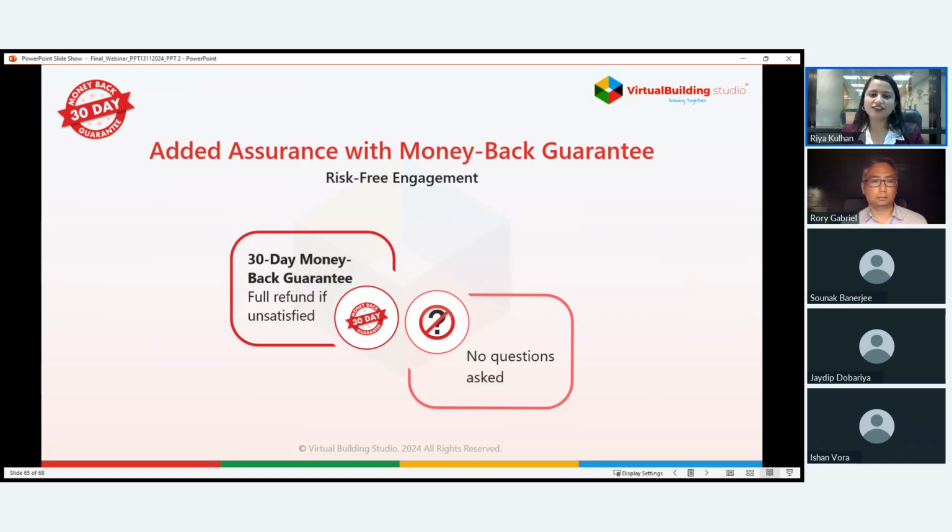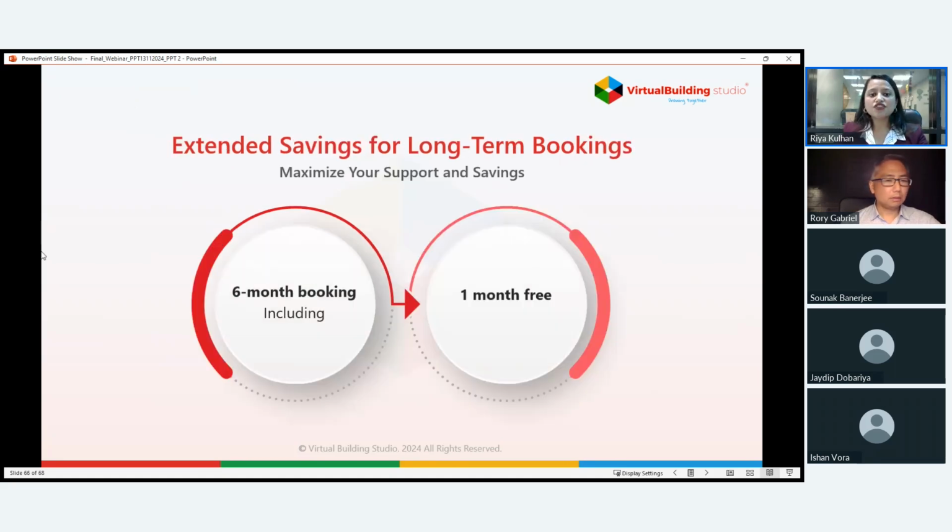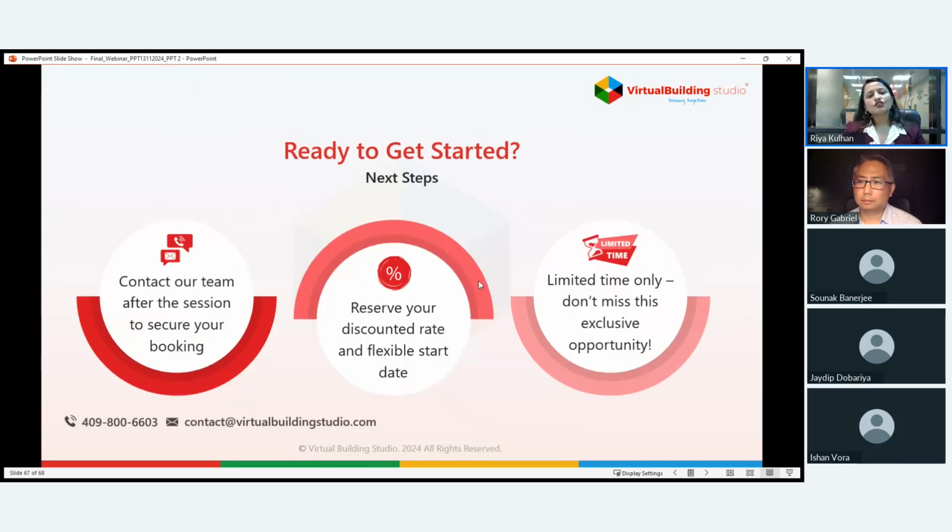months booking with flexible start dates, a 30-day money back guarantee for your peace of mind, and an extra month free for a 5-month engagement program. So to lock in this offer, please reach out to our team right after this session. We'll be happy to share details and start on maximizing your project outcomes with expert support.